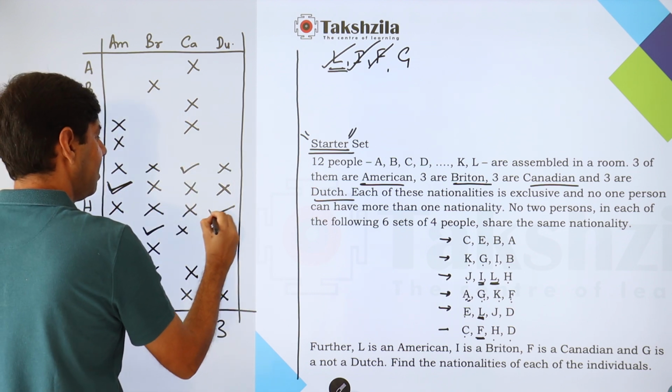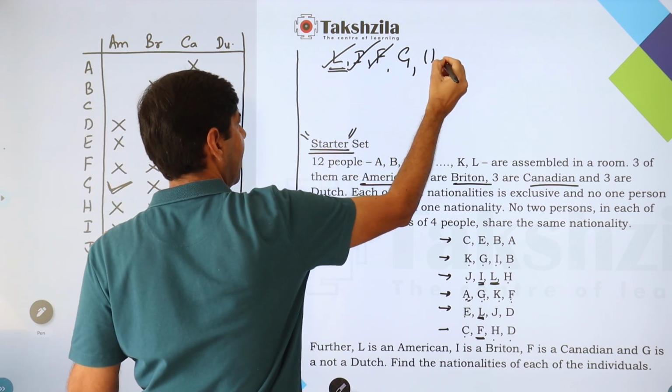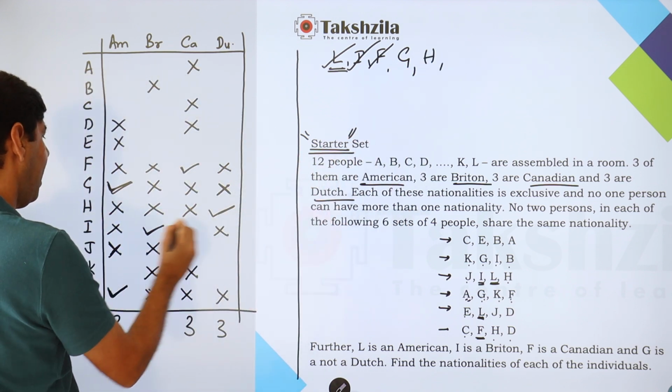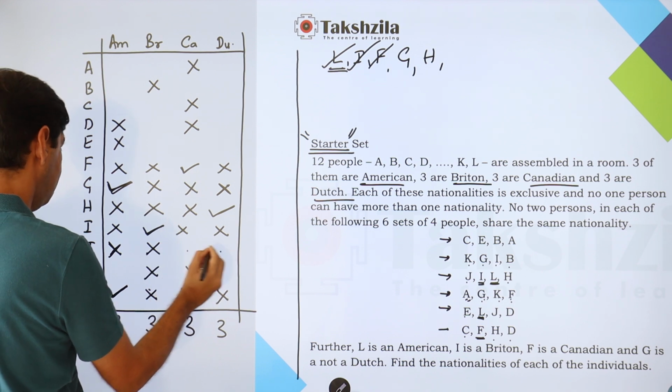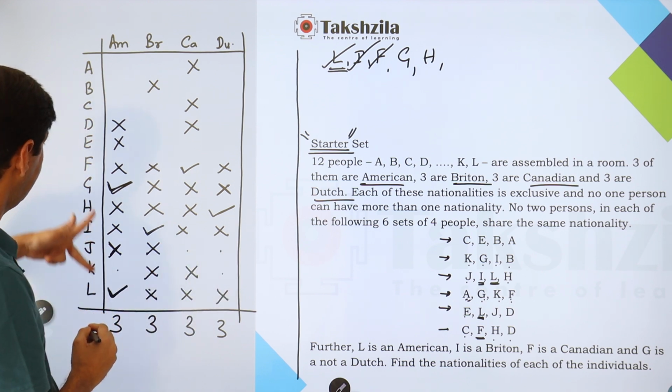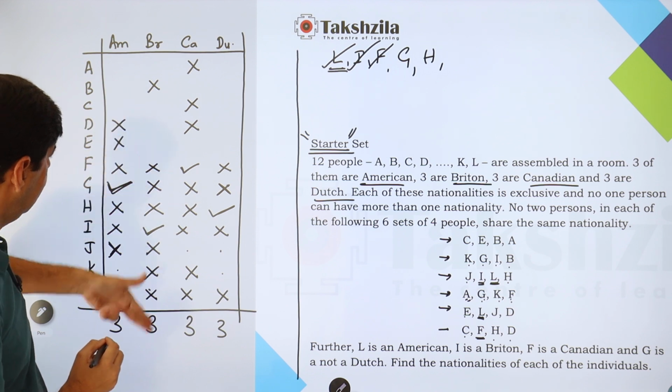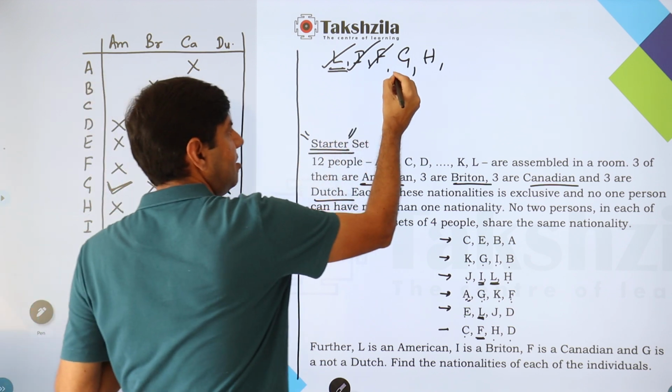H has a tick here. Okay, so I also have an H as a tick. How about I, it is already done. J, there are 2 blanks. K, there are 2 blanks. Okay, 2 ticks are done here. There's 1 here, that's it. So let's start with G now.